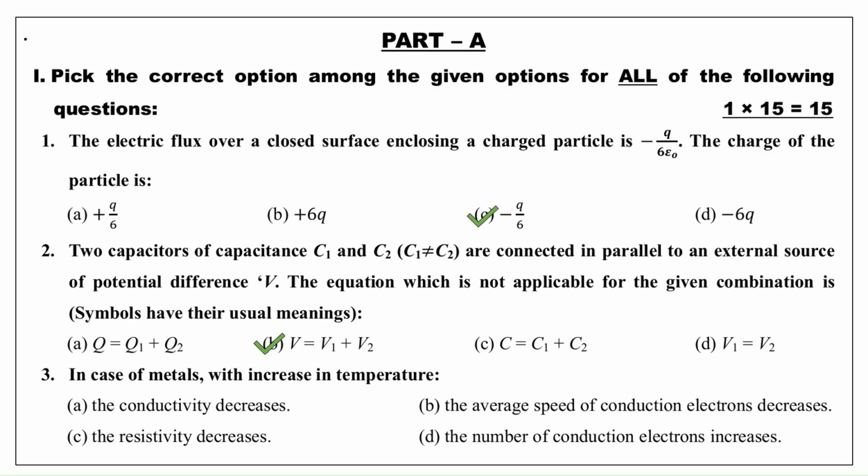Next. 3. In case of metals, with increase in temperature. Answer is option A. The conductivity decreases. This is because in metals, when temperature increases, atoms vibrate more, causing more collisions with electrons, so conductivity decreases.